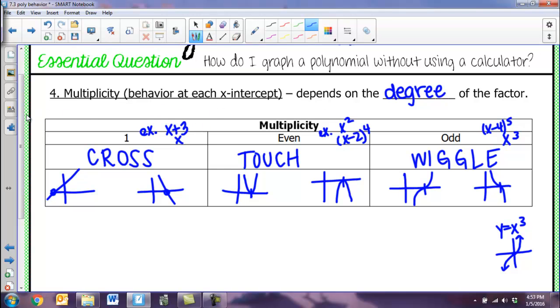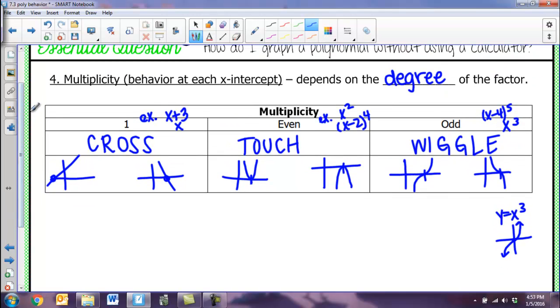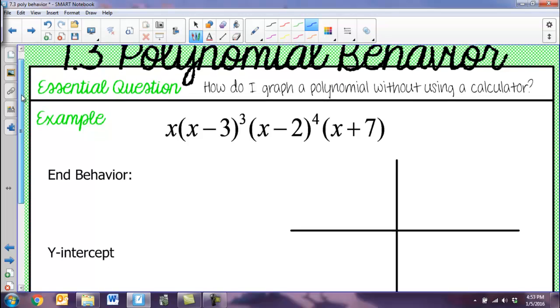Okay, so what we're going to do is take all of those 4 things and practice graphing a polynomial. So here's my example.